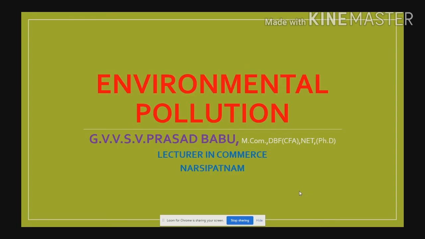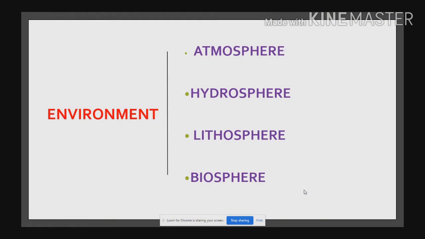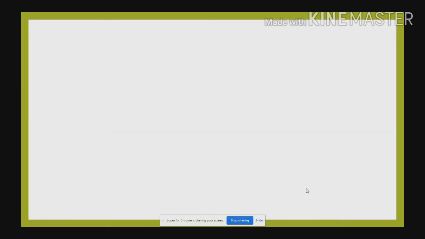The study of the relationship between living species and natural surroundings is called environmental science. Environment includes atmosphere, hydrosphere, lithosphere and biosphere. Let's go one by one. Earth is surrounded by gaseous layers called atmosphere. It spreads more than 100 km high from the Earth's surface. It is a mix of many gases like nitrogen, oxygen, carbon dioxide, etc. It consists of many layers, tropo, strato, etc.